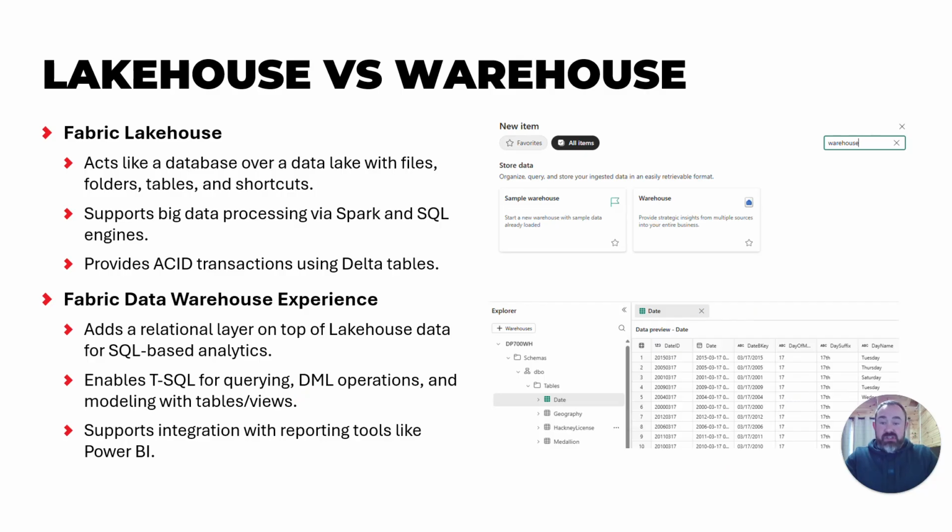So you have the lakehouse versus the warehouse. Fabric Lakehouse acts like a database over a data lake with files, folders, tables, and shortcuts. It supports big data processing via Spark and SQL engines, and it provides ACID transactions. The Fabric Data Warehouse adds a relational layer on top of Lakehouse data for SQL-based analytics. It enables T-SQL for querying, DML operations, and modeling with table views, and it supports integration with reporting tools like Power BI.